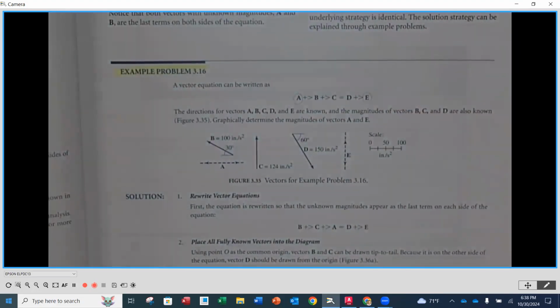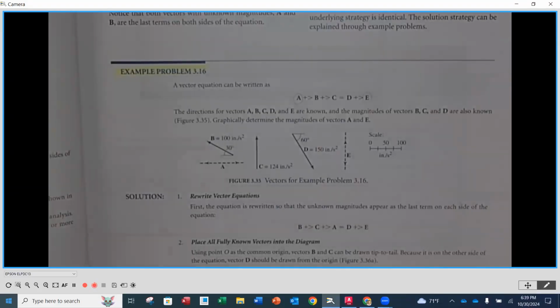If E and A were on the same side, we would have to move one of them to the other side, and we would use that rule of opposite sign. If it's added on one side, we would subtract it. If it's subtracted on that side, we would add it. But in this case, they're positioned correctly, meaning we have our unknowns separated, one on either side of the equal sign.